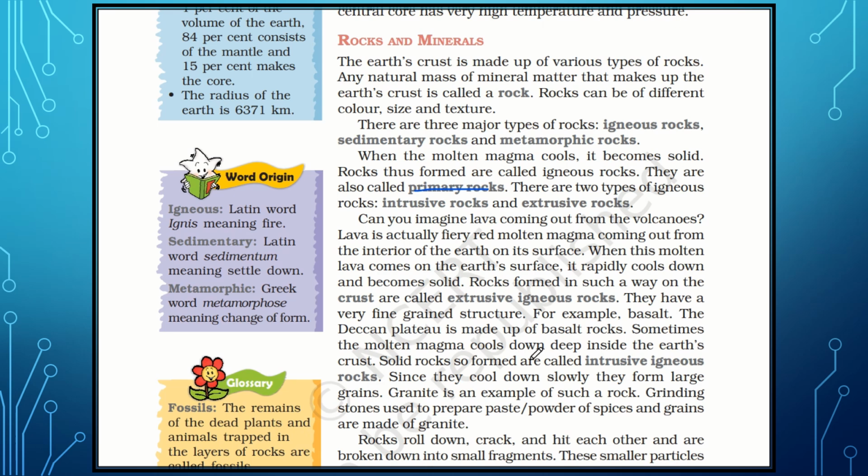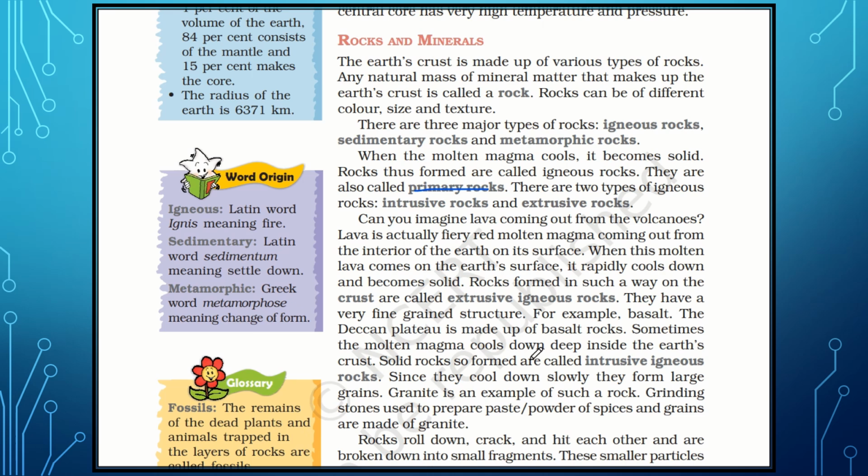Sometimes the molten magma cools down deep inside the earth's crust. Solid rocks so formed are called intrusive igneous rocks. Extrusive means when the lava comes onto the earth's surface, it rapidly cools down and becomes solid. But when the molten mass cools down deep inside the earth's crust, not on the surface, that is an intrusive igneous rock.